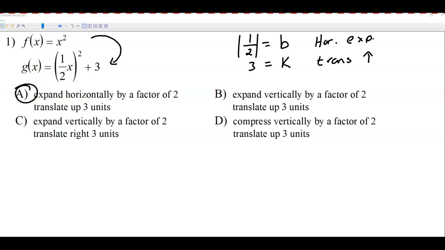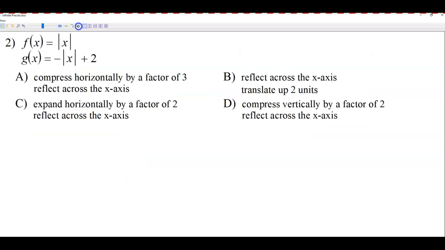In other words, you don't have to do this part, but I just want to do it for you. If f of x is equal to x squared, this is what f of x would look like. This graph would be shifted up and it would be stretched horizontally. So it would look something maybe like this. It would look wider and it would be up higher. Okay? So let's take a look at another one.